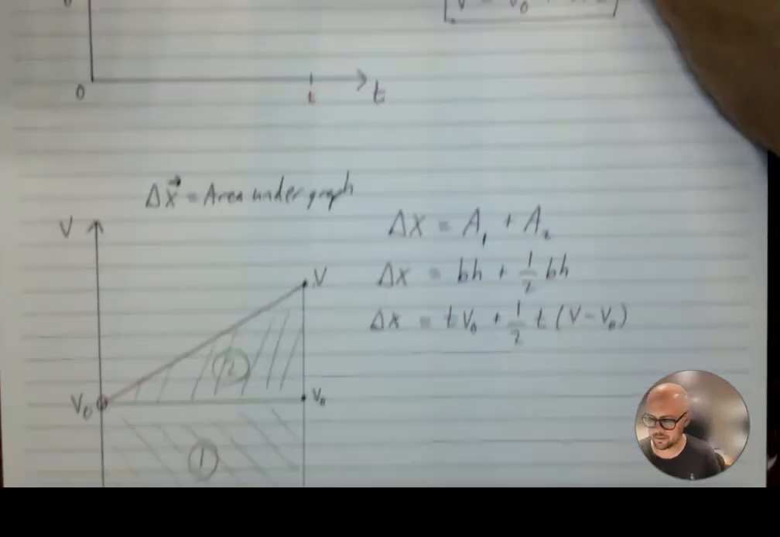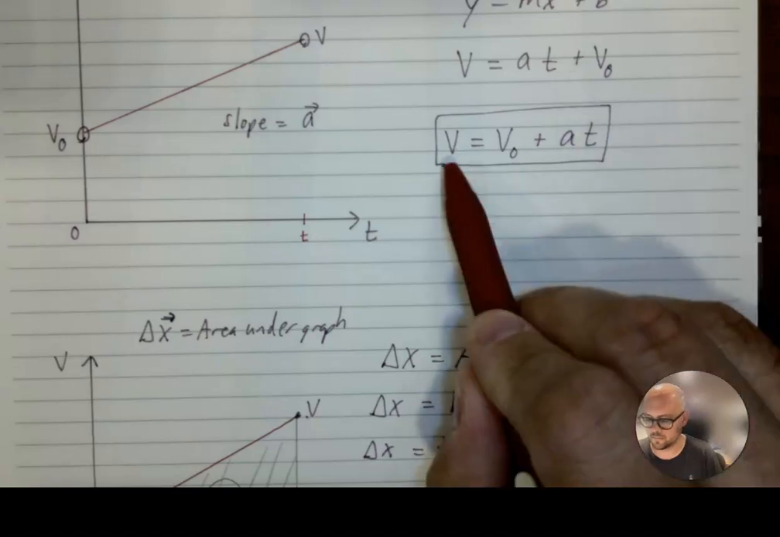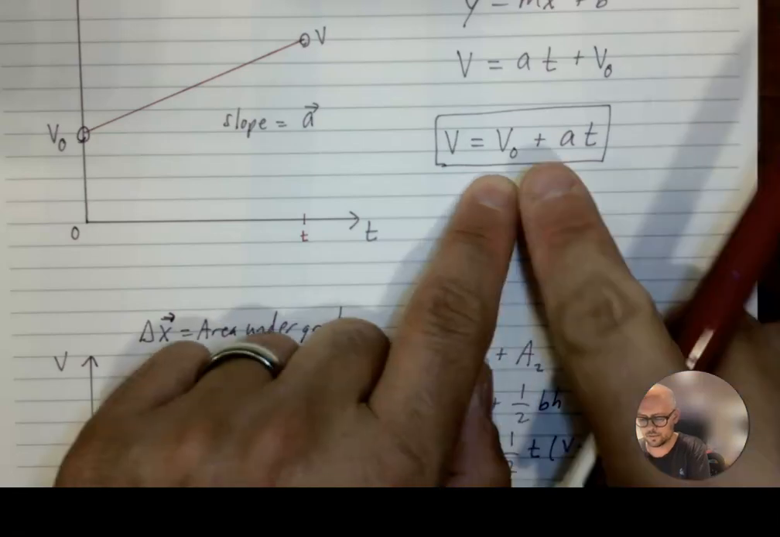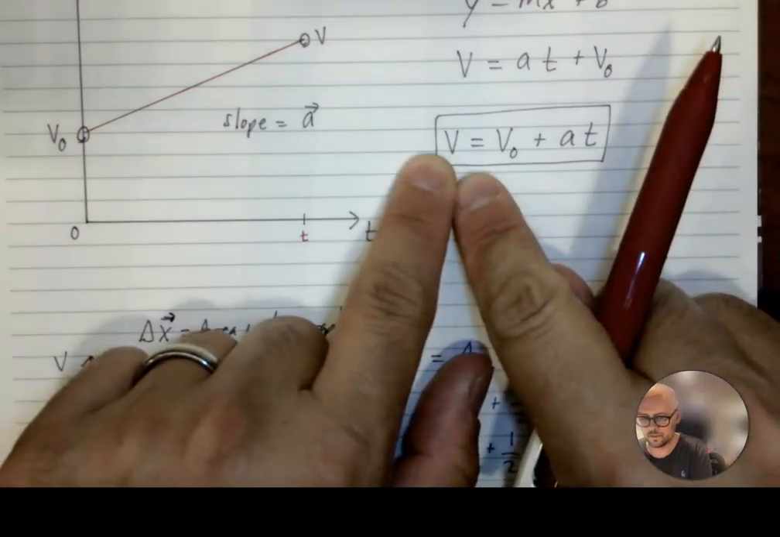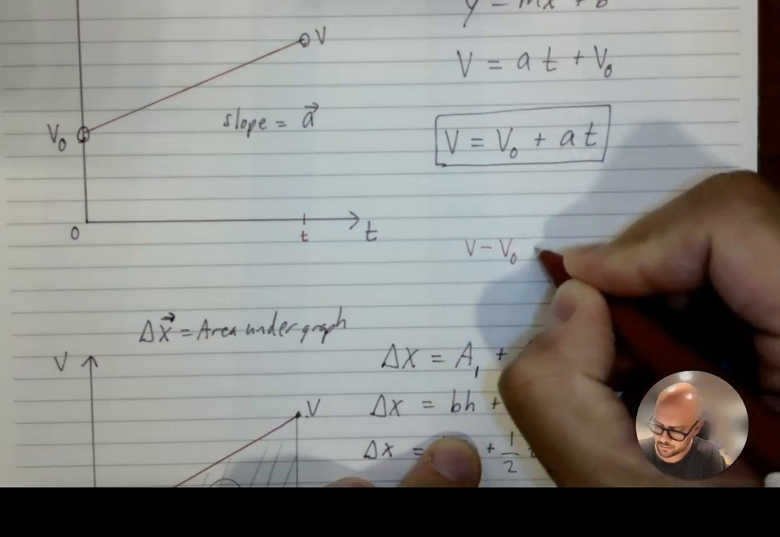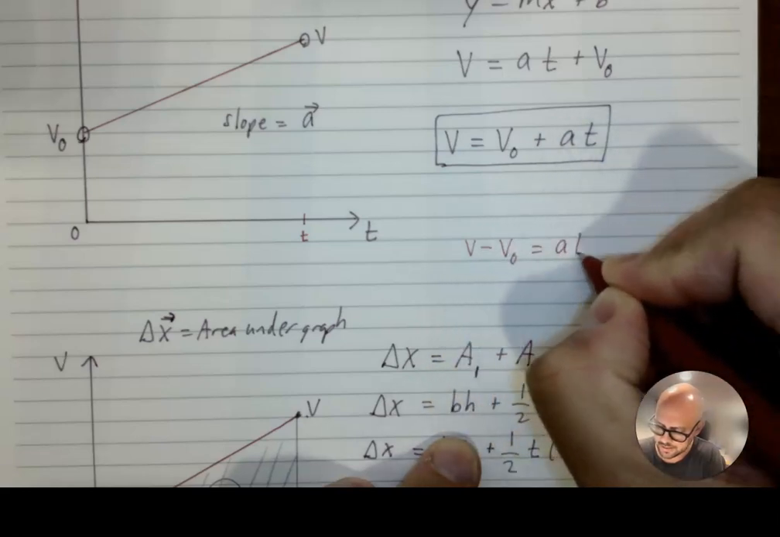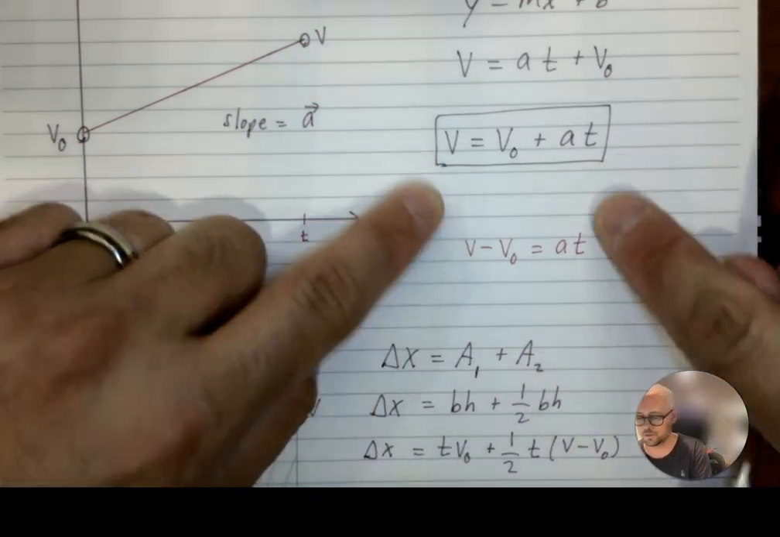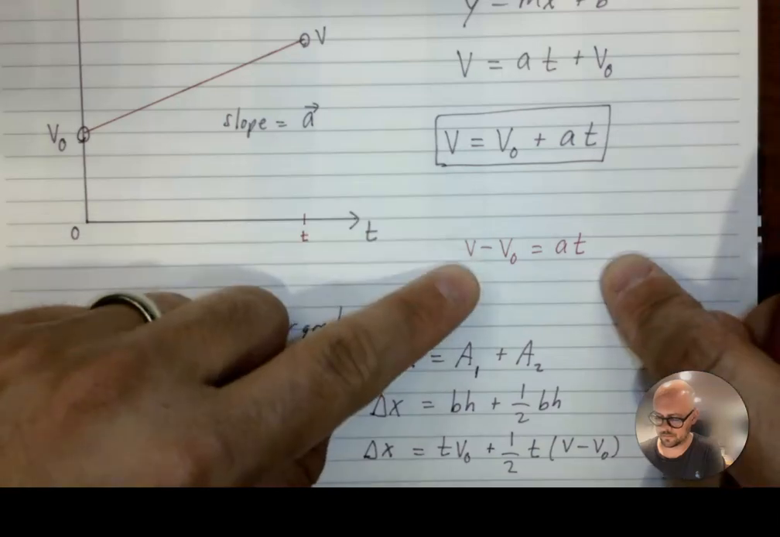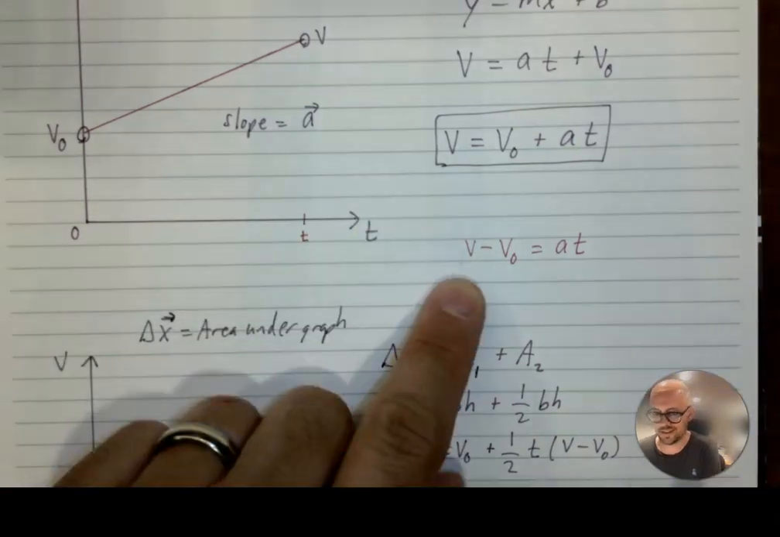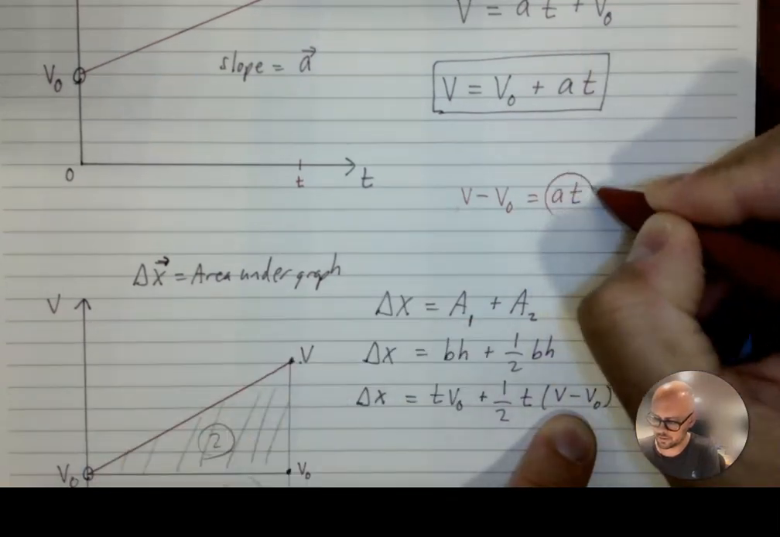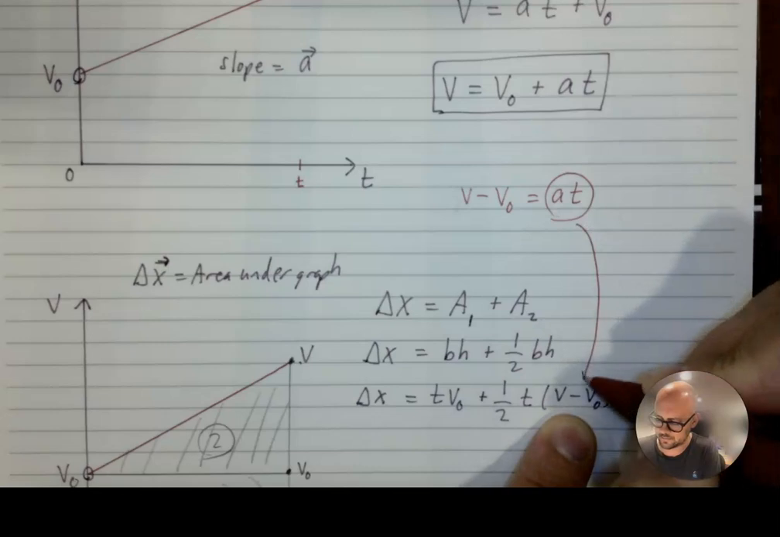If I look up at this first equation, I have v equals v naught plus at. I can subtract v naught from both sides, and I get the relationship that v minus v naught is equal to at. That comes from this first equation, and I know this to be true based on constant acceleration. So I'm going to perform a substitution because v minus v naught is what I have in parentheses, so I'm going to put at in there.